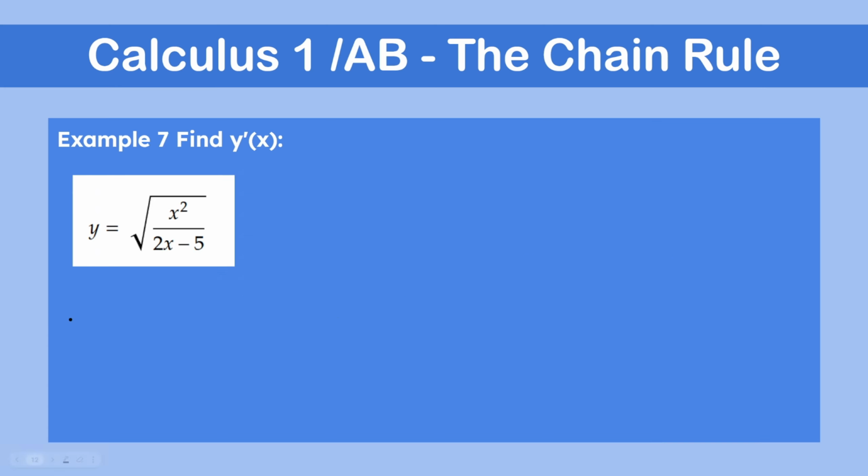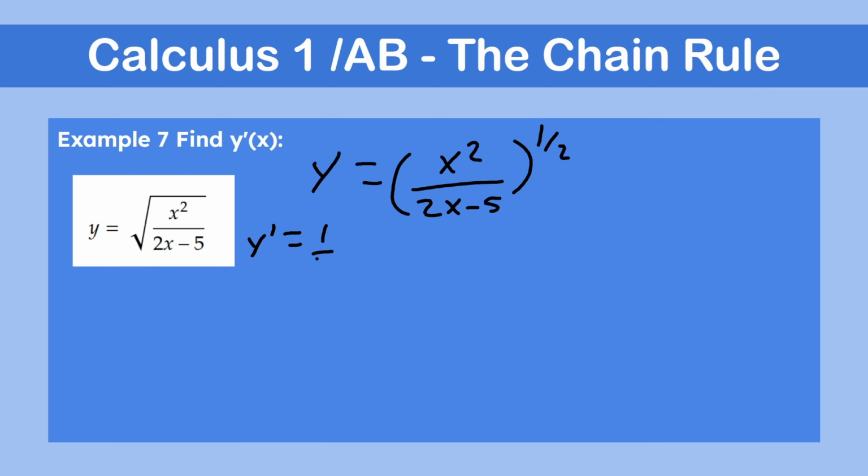Okay, so now we're going to find this derivative. What we can do is rewrite it again, so you have the fraction all to the power of 1/2. We do the same thing as the other ones: we take the power rule, so now we have this. We keep the inside the same, and now we multiply by the derivative of the inside. So this is just quotient rule.